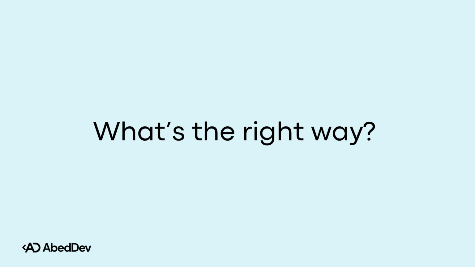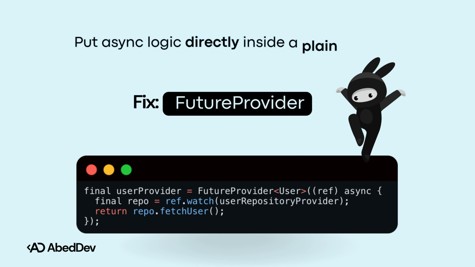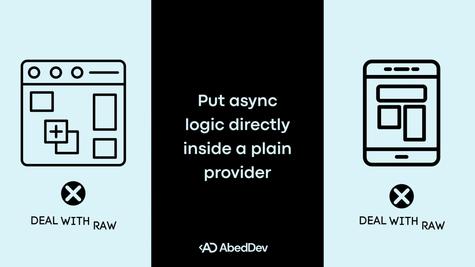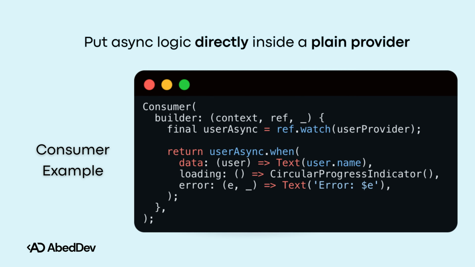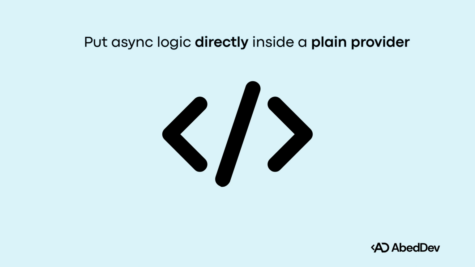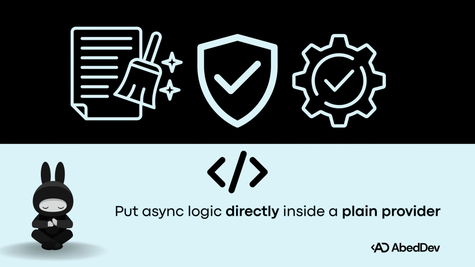So, what is the right way? Now you are using the correct provider type. With FutureProvider, Riverpod automatically tracks loading, error, and success states. Your widgets no longer deal with raw futures. Instead, they receive an AsyncValue, a powerful wrapper that makes your UI reactive and resilient. See the difference? Instead of writing messy .then callbacks, you declaratively say what to show during loading, success, or error. This makes your code cleaner, safer, and way easier to maintain.